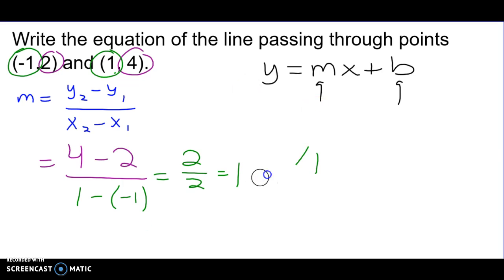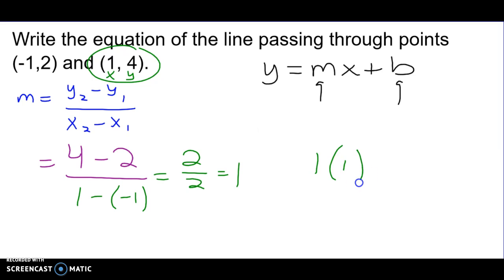Then we need to find the y-intercept, and we don't know the y-intercept. So pick your favorite point. Doesn't matter which one. Point 1, 4. We're going to take that point and plug it in for x and for y. You could have picked the other one and you'll get the exact same thing. So for x, we put 1, and for y, we put 4. Y is 4, we found that m is 1, and x is 1. Now we can solve for b.